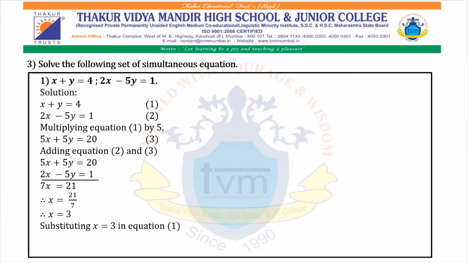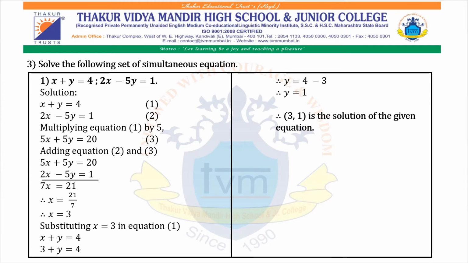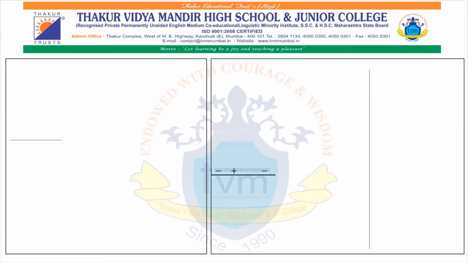Substituting x is equal to 3 in equation 1, x plus y is equal to 4, 3 plus y is equal to 4. Therefore y is equal to 4 minus 3. Therefore y is equal to 1. Therefore (3, 1) is the solution of the given equations.